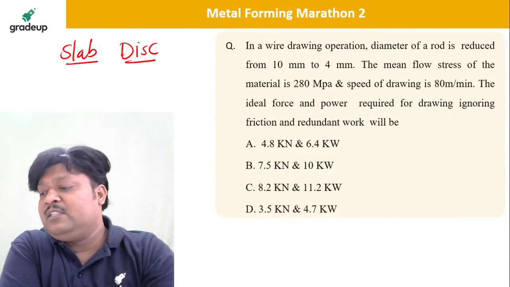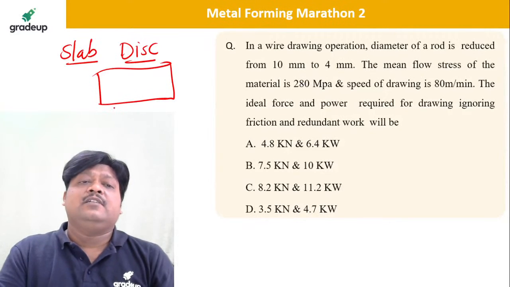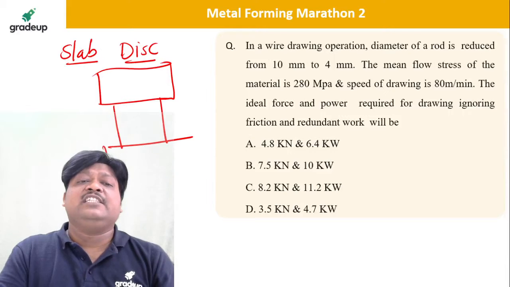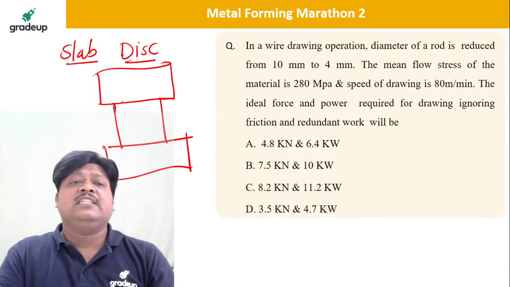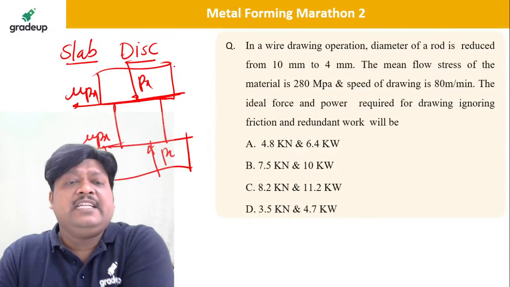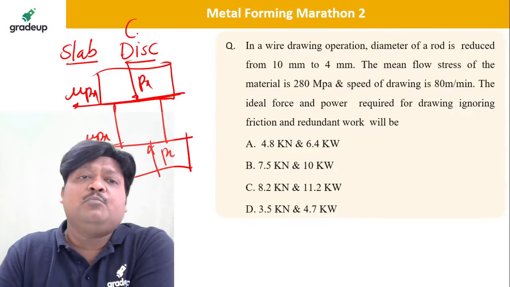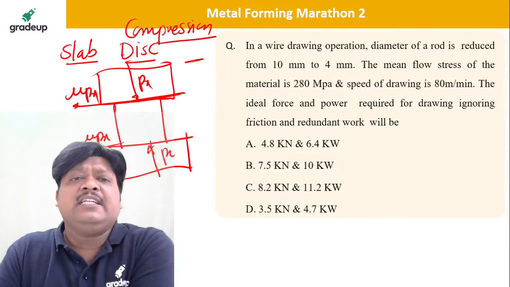Again, they can ask the forces or the stress induced in the component, by the Tresca's condition or the von Mises condition. This is the force Px, then the friction force will be mu Px. Like that, simple analysis they can ask. And you know that in the forging operation, definitely the stress is going to be compressive. One question was there, I hope in 2018. So a minus sign should be there.